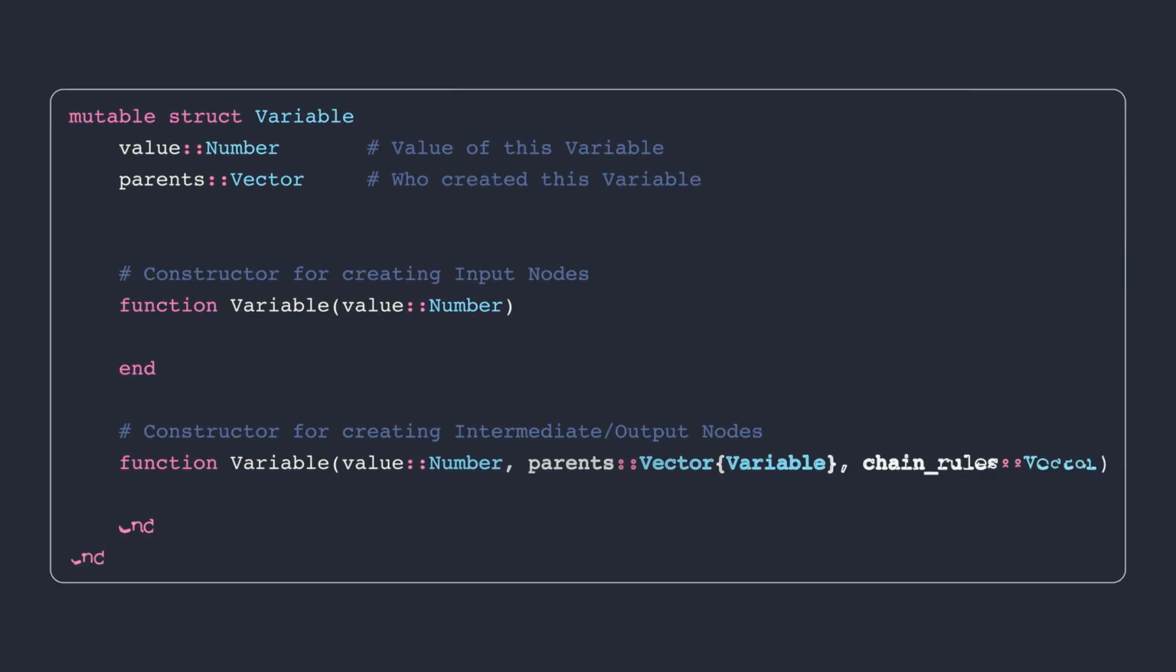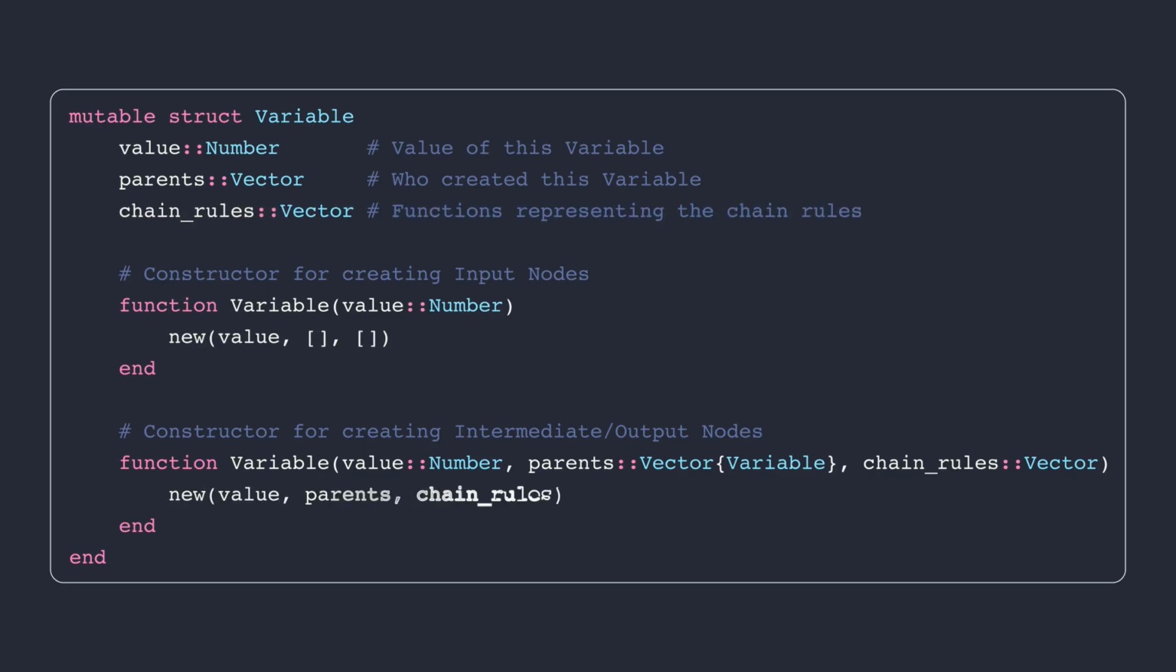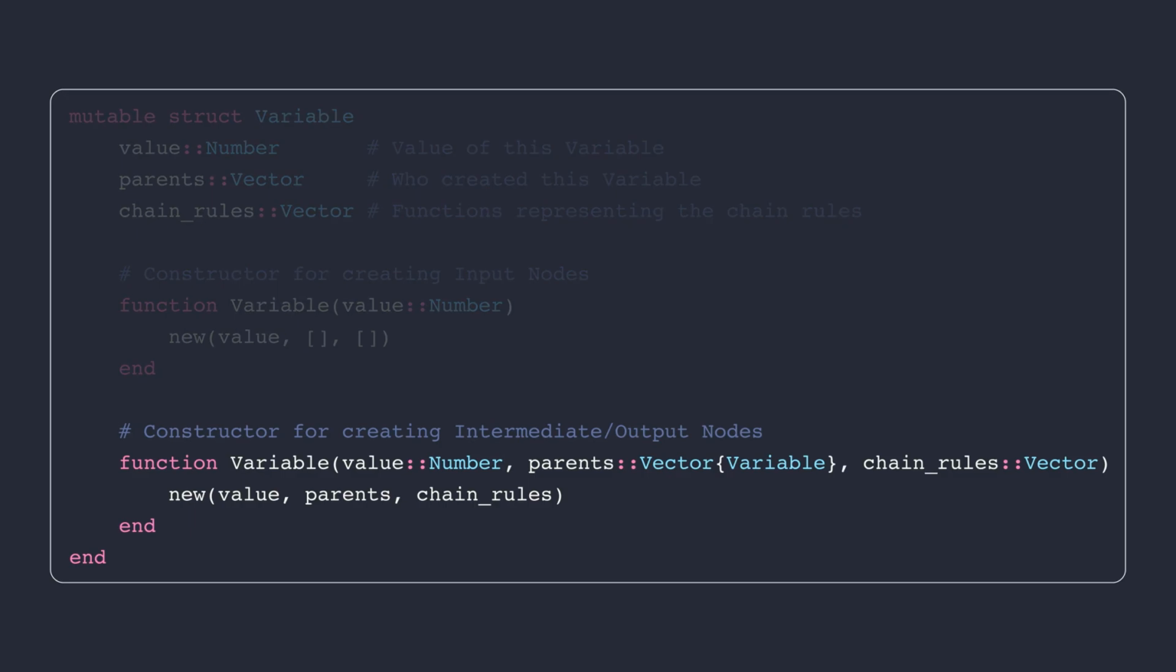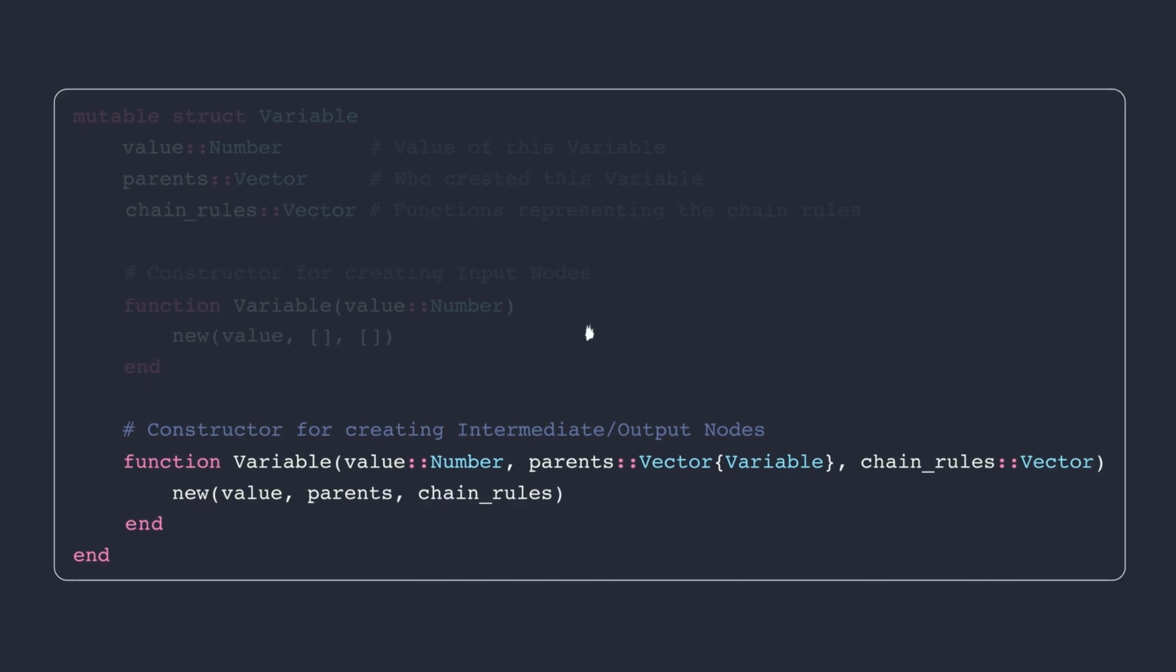The only thing left to do is add code that will compute derivatives automatically. A very minor modification is needed for variable, with just another attribute called chain rules added to facilitate the derivative computations, and the constructors are modified accordingly to initialize three attributes instead of two. If you look carefully, these chain rules only come into play for the constructor, which is used by the operations to create intermediate nodes. Let's see how this works for the multiplication operation.